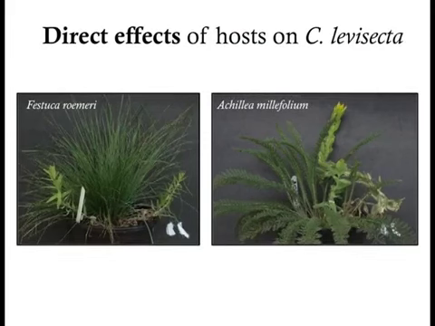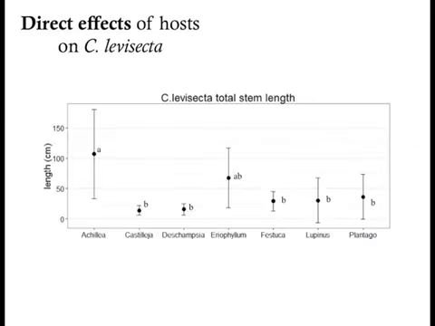So first, let's look at what happened to the paintbrush. You can see just a visual example. On the left, it's growing with Romer's fescue. That plant doesn't happen to be very big. It's not flowering. On the right, you've got a big, hulking, like meter-long paintbrush that's growing with yarrow. They just love growing with yarrow for some reason.